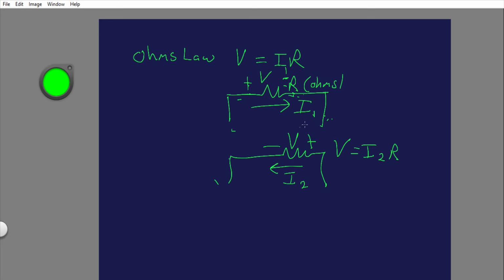These are just assignments. They're not solutions. These are variable assignments, not solutions. And they are directionally dependent. So that's Ohm's law.